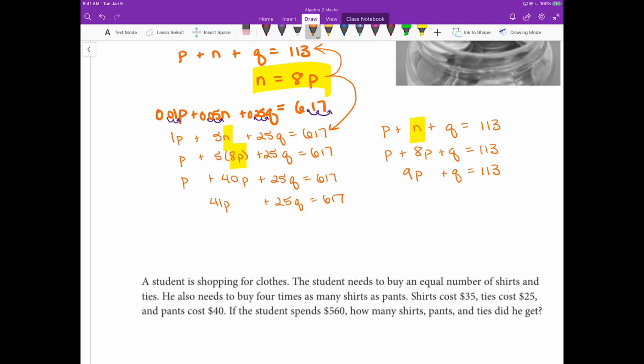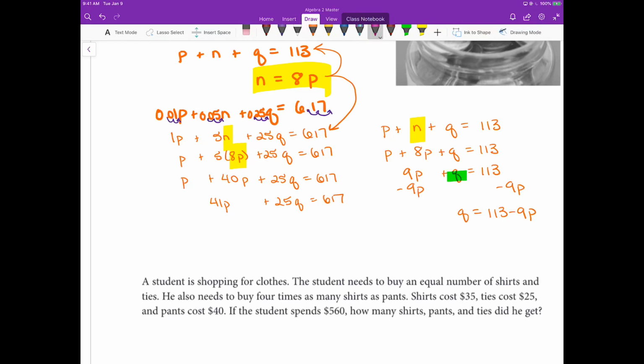And now we have something we can multiply to eliminate and get a variable all by itself. Or we can get a variable by itself and substitute. I see this q all by itself here. So I'm going to subtract 9p from both sides. So q equals 113 minus 9p. And I can substitute that back into any equation except the first one.